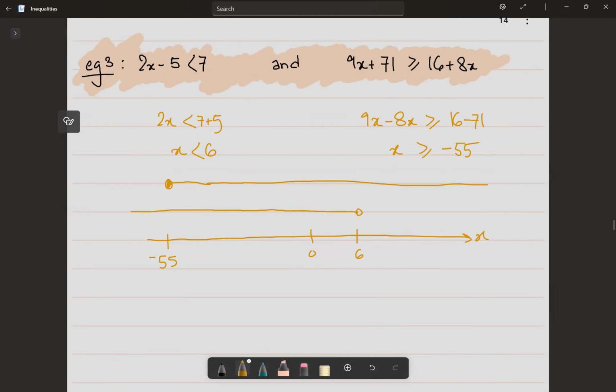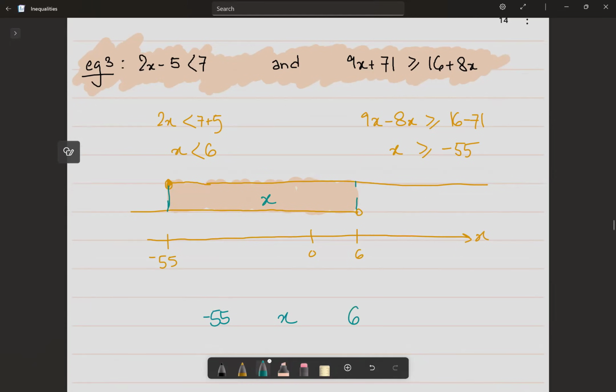Now if we want to draw a common or overlapping region, so this is our overlapping region, the region in between the two lines. This is the common region. So the common region that we see starts at minus 55 and then ends at 6. Our value of x lies in between these 2 points. So x lies in between minus 55 and 6.